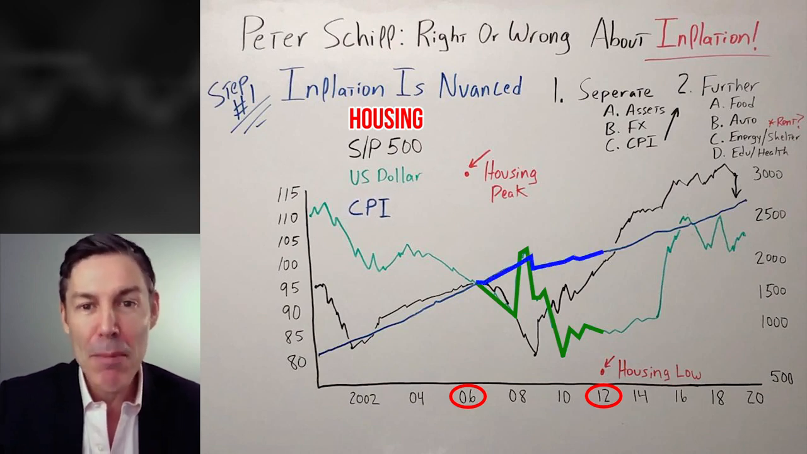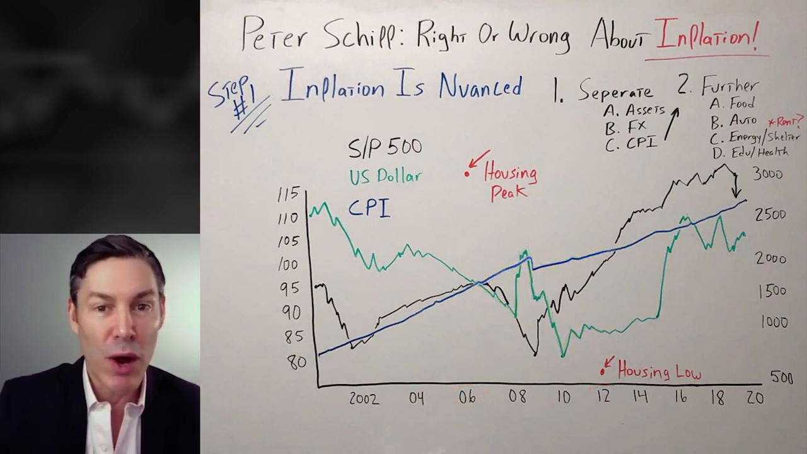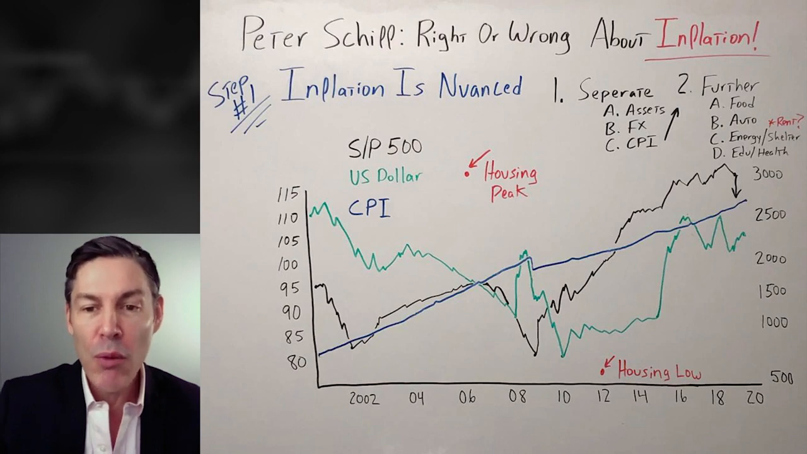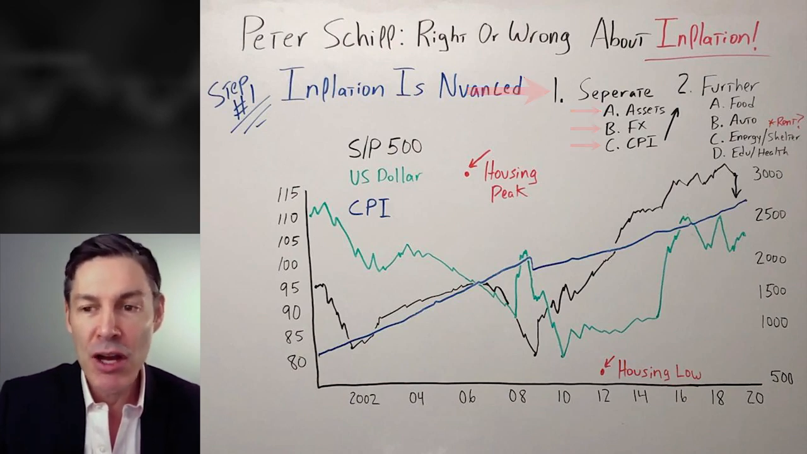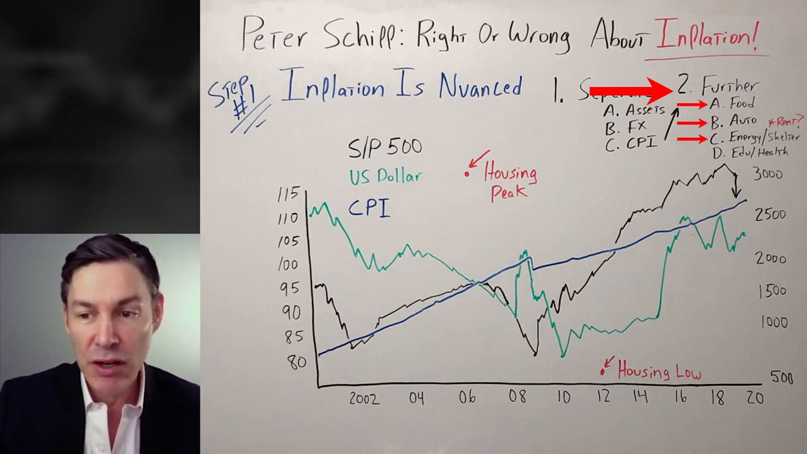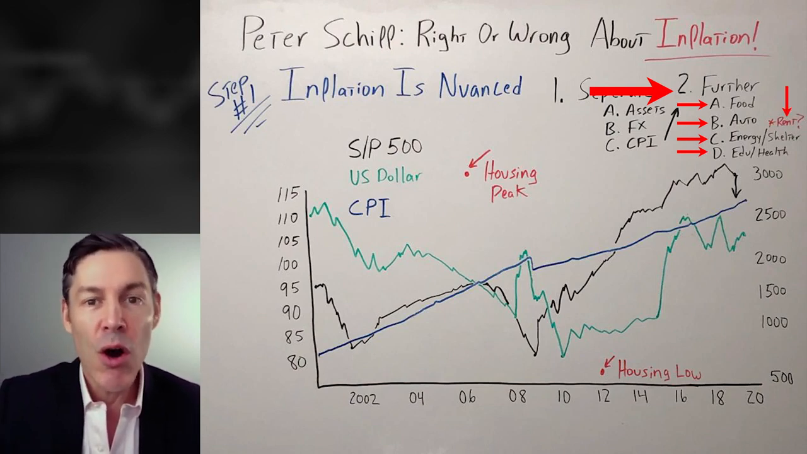So my point with this chart is when we talk about inflation and whether or not Peter Schiff is right or wrong, we have to first separate asset inflation from foreign exchange inflation or CPI inflation. And then once we get to the CPI inflation, are we talking about food, automobiles, energy, shelter? Are we talking about the price of homes? Or are we talking about how much it costs to rent a home? Are we talking about education? Or are we talking about health care?